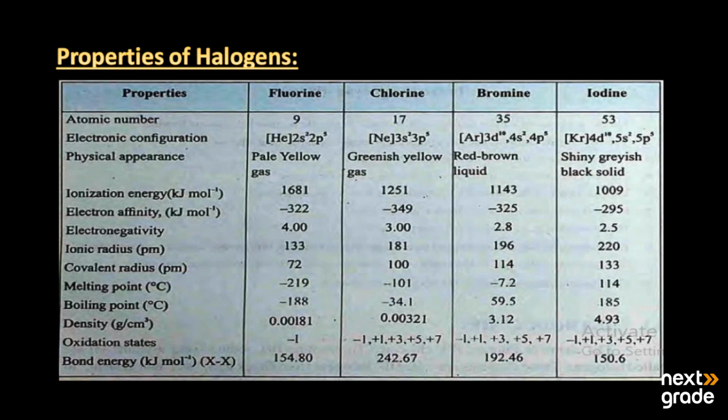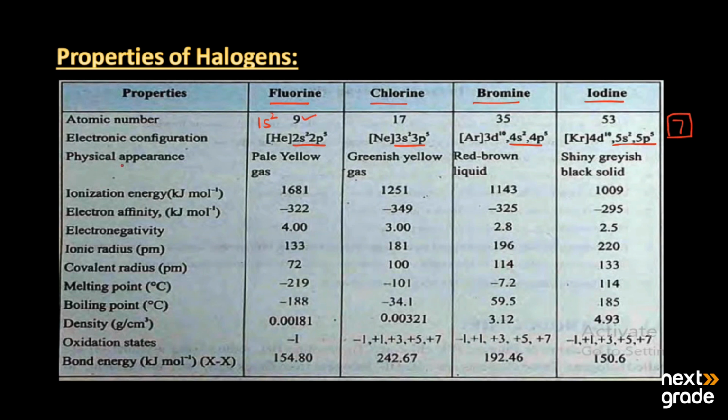So the group 7 elements contain four main elements: fluorine, chlorine, bromine, and iodine. Here the atomic number of fluorine is 9. Its electronic configuration is like helium. If we talk about helium, its electronic configuration is 1s2. Then the valence shell of fluorine is 2s2 2p5. For chlorine, its valence shell is 3s2 3p5. For bromine, its valence shell is 4s2 4p5. And for iodine, its valence shell is 5s2 5p5. So all contain 7 electrons in their valence shell.